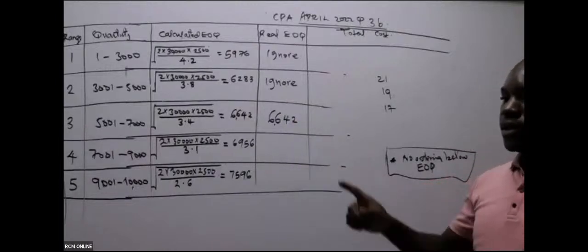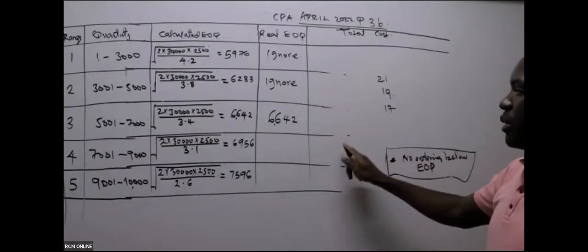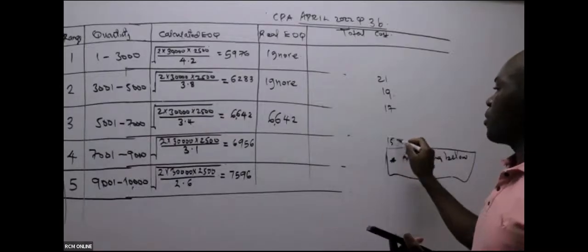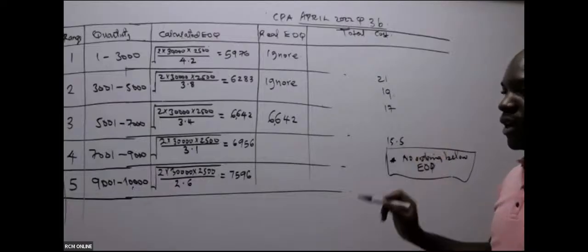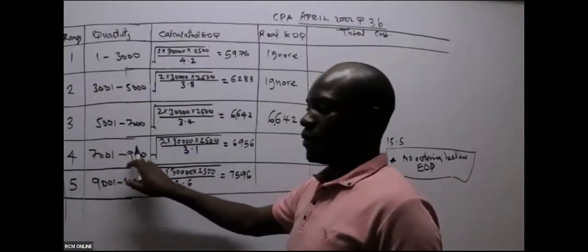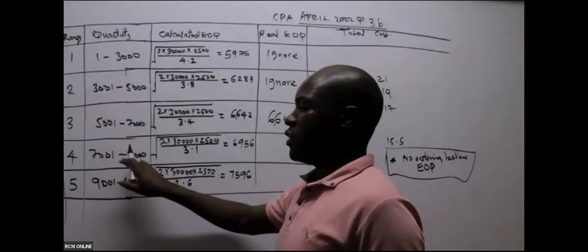Great. Let's go to number 4. For you to be able to enjoy the quantity discount so that you can purchase these goods at this particular point at 15.5 shillings, you must just make purchases between this and this one here.